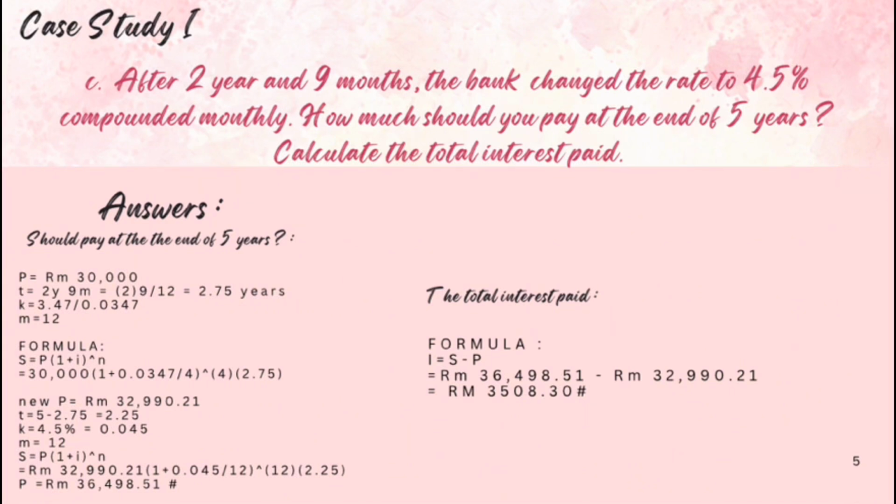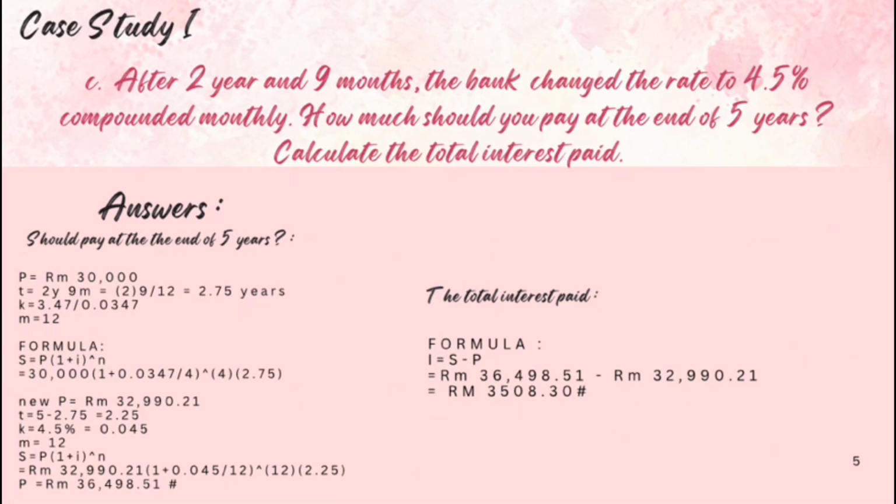Now we calculate for the new P. T equals 5 minus 2.75 equals 2.25. K equals 0.045, M equals 12. You use the same formula, which is S equals P(1 + i)^n. So RM 32,990.21 times (1 + 0.045 over 12) to the power of 12 multiplied by 2.25. So we get S as RM 36,498.51.